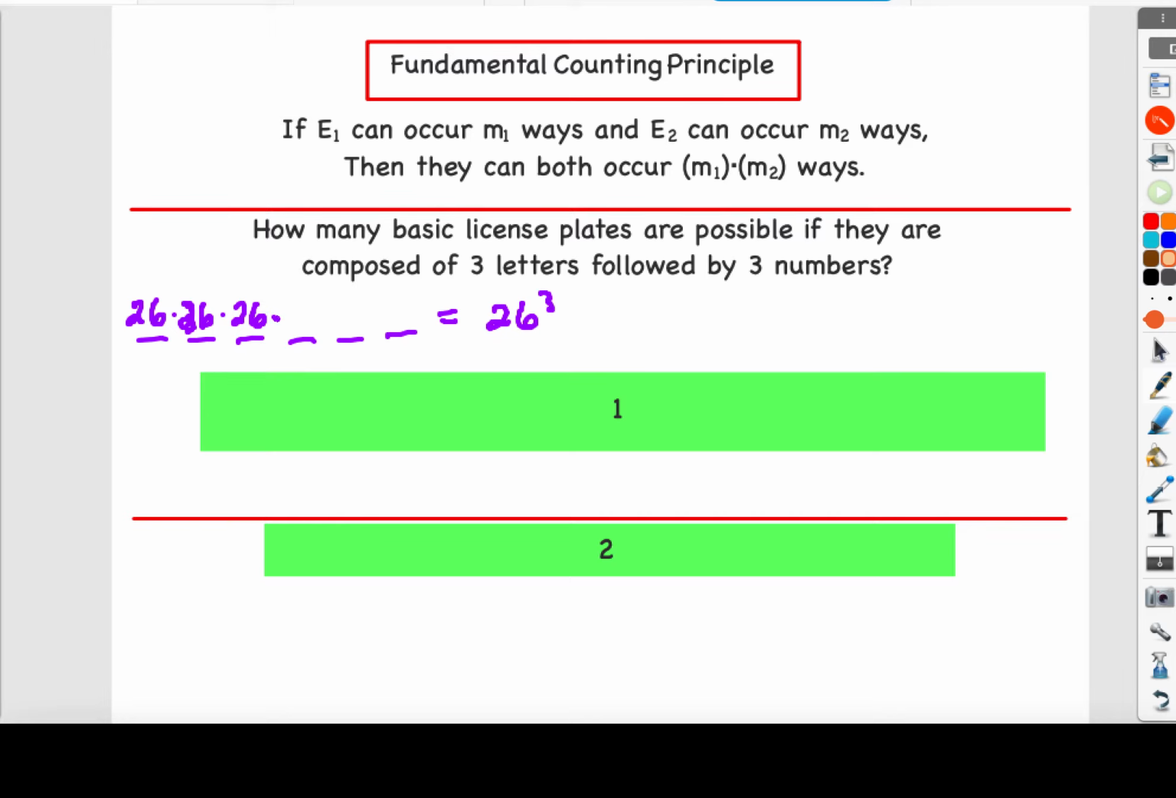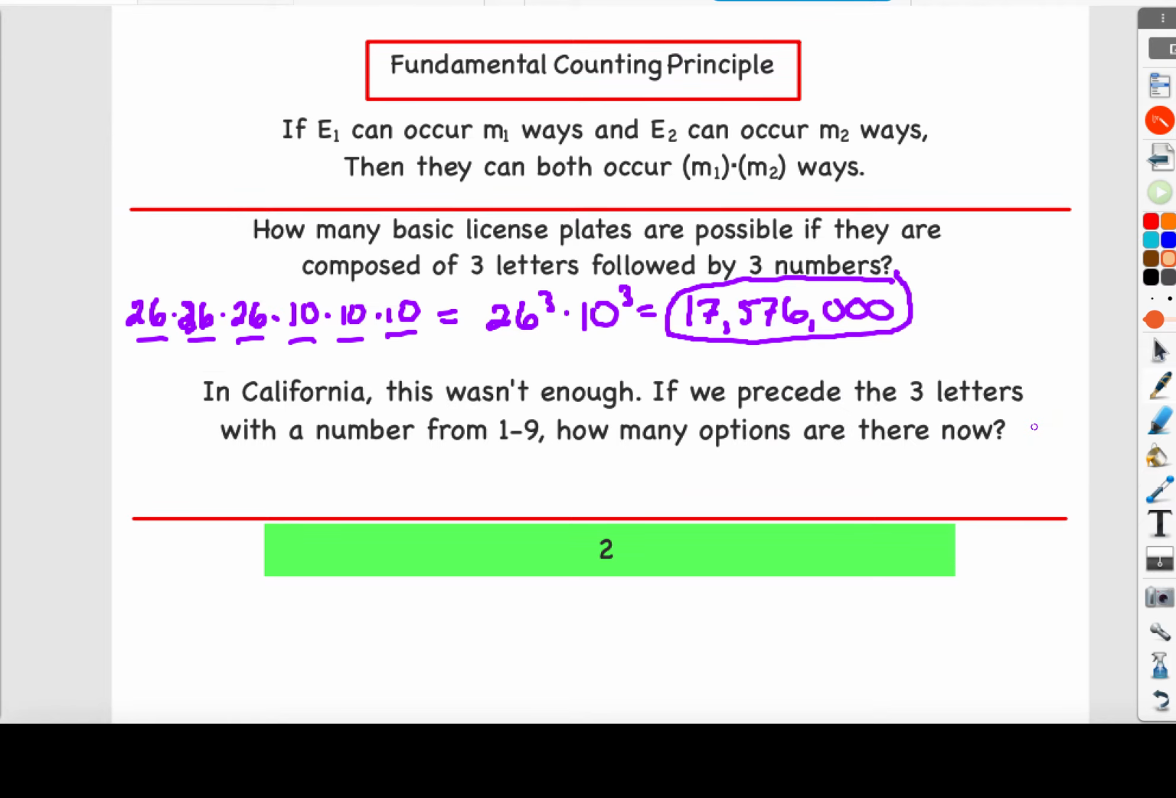Well, the numbers 0 to 9, there's 10 total digits. So again, we can say any one of the 10 digits in any one of those spots, or basically 10 to the third. And if we take 26 to the third times 10 to the third, or essentially times 1,000, we know that there are 17,576,000 possible license plates that can be made with 3 letters and 3 numbers.